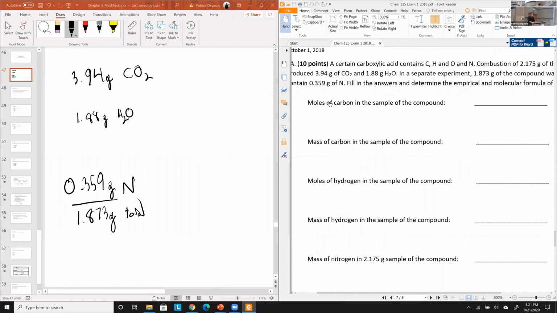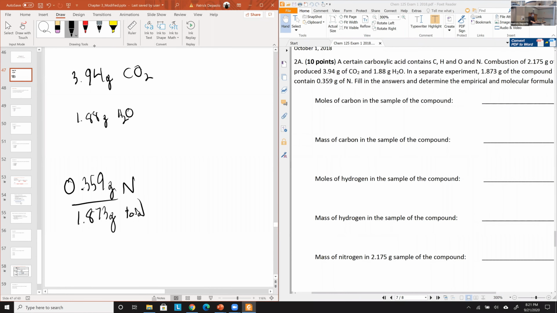So let's figure out the moles of carbon in the sample. We're going to take the grams of carbon dioxide and divide it by the molar mass, 44. We get 3.7 divided by 44, which gives 0.89 moles of CO2, and that equates to 0.89 moles of carbon. Good.